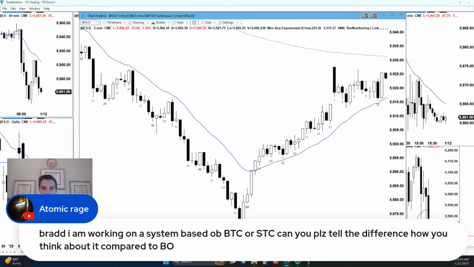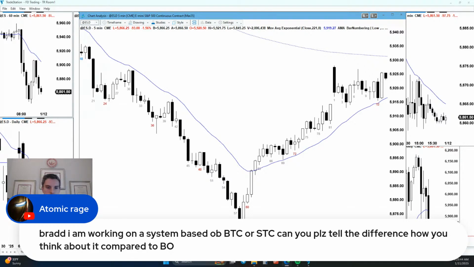I'm working on a system based on buy the close, sell the close. Can you please tell the difference how you think about it compared to a breakout? So, atomic rage, this discussion right here tells me that you do not understand what a breakout is. You may think you understand what a breakout is, but I really do not think that.